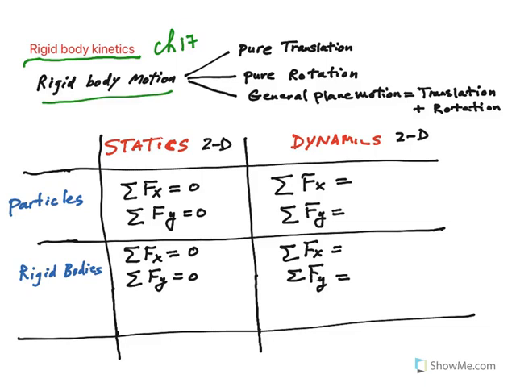Rigid body motion could be one of three types. It could be a pure translation, when the body is just translating. It could be pure rotation. Now this rotation could be about the center of gravity, or it could be about any other axis. Or the more interesting type of motion is general plane motion, which is a combination of translation and rotation. Remember, we had a bunch of examples on that, like the crank slider mechanism, like the rolling motion, and so on.